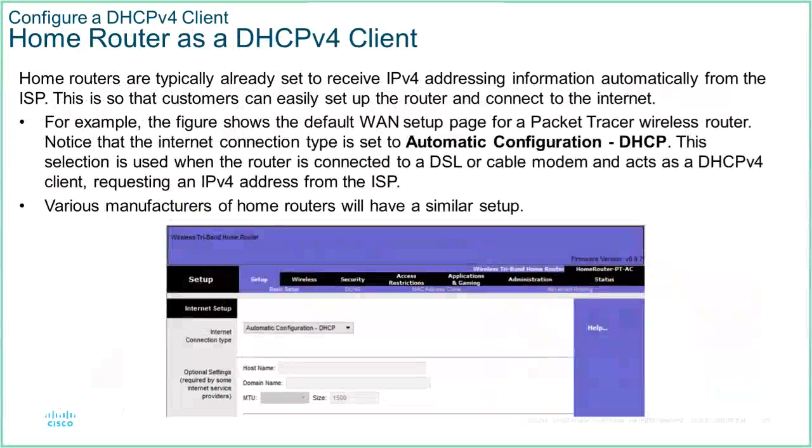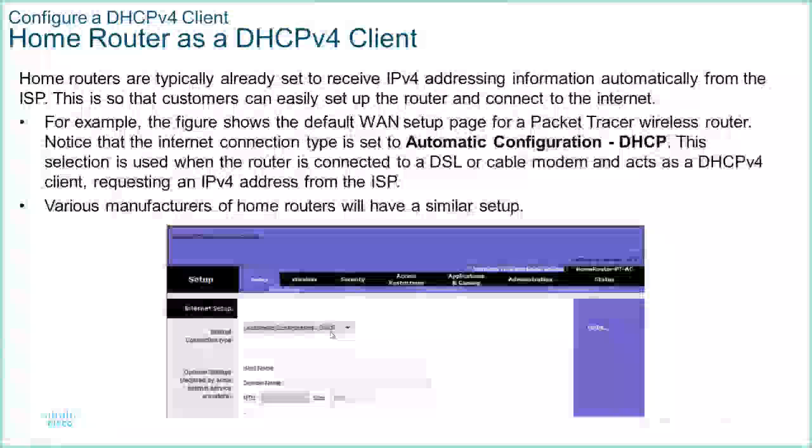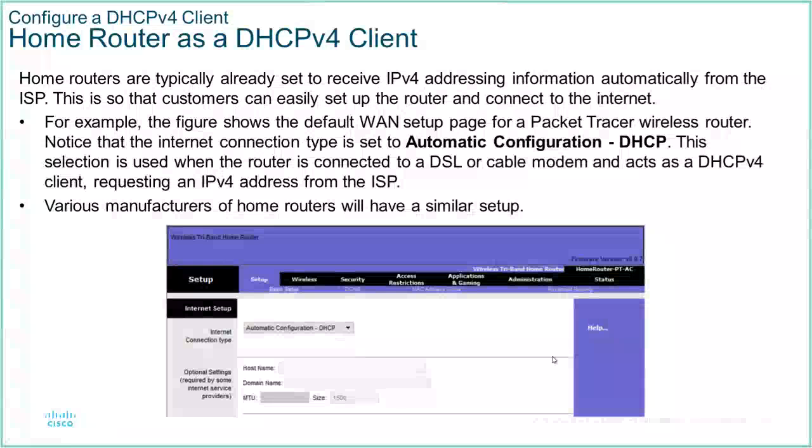So if you did what Cisco would love you to do and buy a Cisco home router, otherwise known as the Linksys router, you'll be familiar with this type of interface. So under the setup, we just go in internet connection type, auto configuration DHCP. That's the equivalent of that command. Job's done.